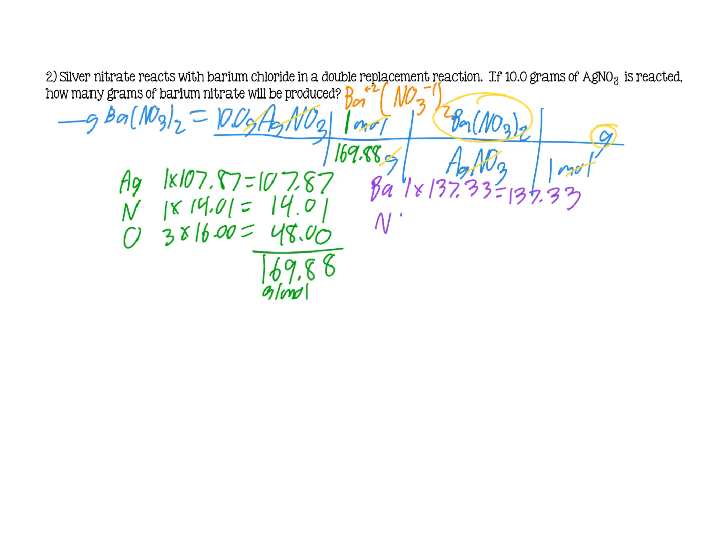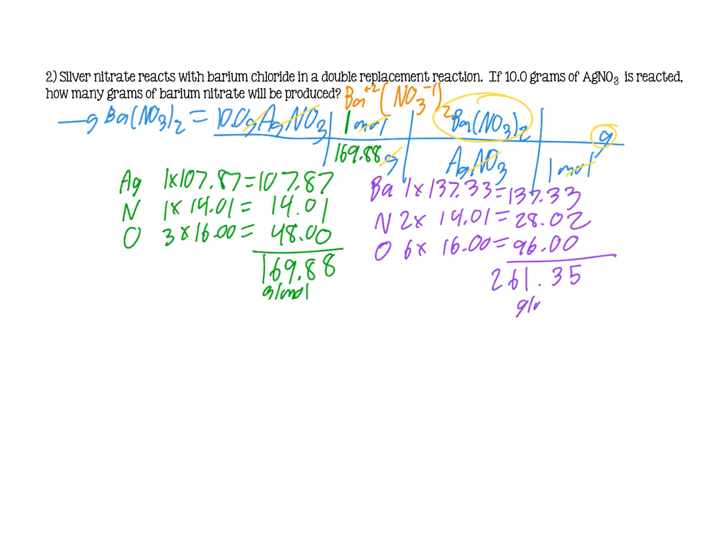Then 2 nitrogens, each with a mass of 14.01, gives us a product of 28.02. 6 oxygens with a mass of 16 each gives us 96. And we can add all these up to get our molar mass of barium nitrate, which is 261.35 grams per mole, and we can plug this in for our mass of barium nitrate.